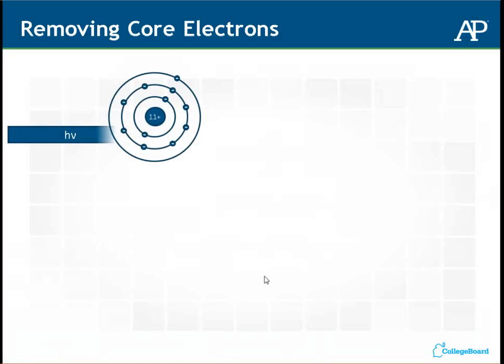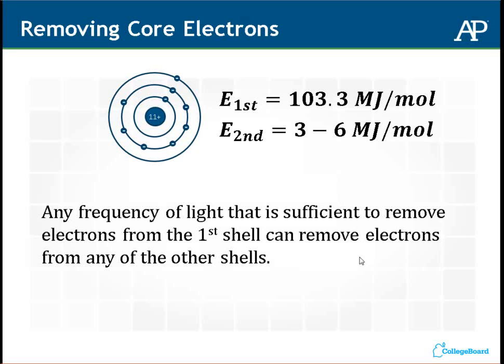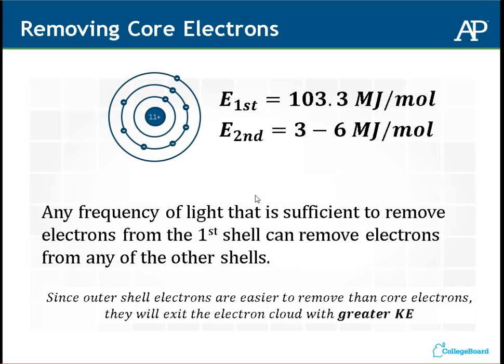Okay, so removing core electrons, we said the first, most core electron, is 103 megajoules, and we can do that with X-ray. But if we can do that with X-ray, we can remove all of them with X-ray. It just takes less energy, right? Okay. So any frequency of light that's sufficient to remove the first electron is also capable of removing the others. But we also know that since the outer electrons take less energy to remove than the core, when they come off, they'll come off with more energy, right? They'll have greater kinetic energy when they come off.